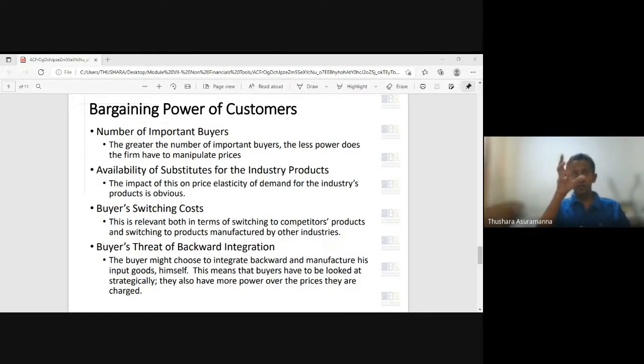So the number of important buyers is one factor, the number of buyers is another. If the number of buyers is high, there is less bargaining from the customer. If the number of buyers is low, there is higher power from the client. If the number of important buyers is few, higher bargaining. If the number of important buyers is large, lower bargaining power from those guys. Then the second one: availability of substitutes for the industry's products. The impact of this on price elasticity of demand for the industry's products is obvious.